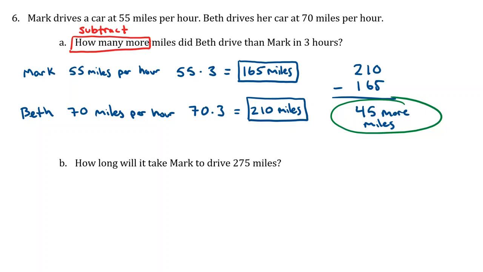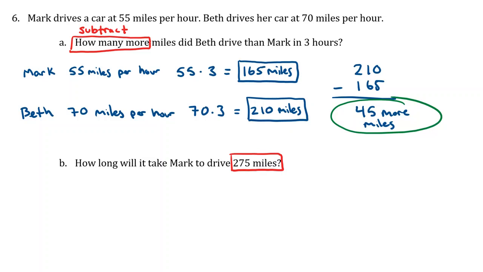Now in part B, again, this is similar to what we saw in problems 2, 3, and 4, where we're looking at taking one big thing and splitting it up into smaller things. So we're taking this large amount of 275 miles, and well, Mark is driving at 55 miles per hour. So we're basically saying, how many 55s are there in 275? So we're taking the 275 and splitting it up into groups of 55. Each group of 55 miles becomes 1 hour of driving time.